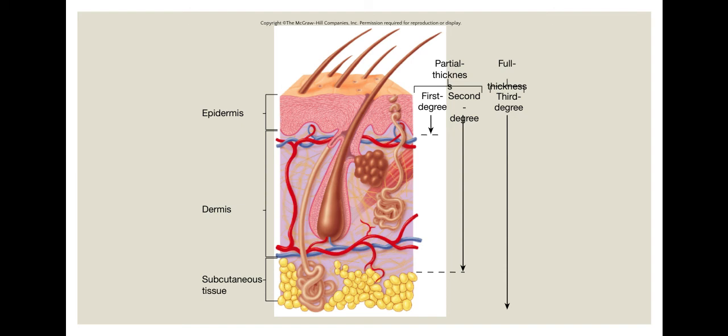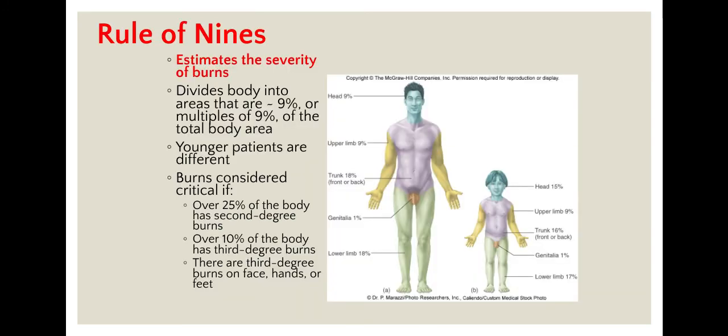And we said, like these burns may or may not be serious. Do I need help with it? There is this rule of nines to estimate burn severity. And it's sort of a rounding type of estimate. But you're dividing the body into areas that are about 9-ish% of the total body. Younger patients, that's different. But burns are considered critical if over 25% of the body has a second degree burn. So if you got a sunburn that was second degree, but it was over a lot of your body, that would still be something you may want to get some medical treatment for. If over 10% of the body has a third degree burn, or if there's third degree burns on face, hands, or feet, that's all considered critically severe burns.